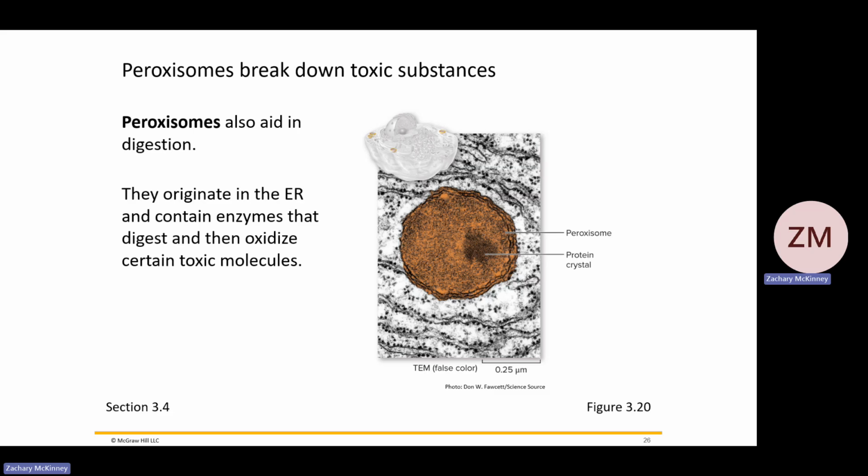Something else, the third organelle for digestion is called the peroxisome. So these are specifically for oxidizing toxic molecules. Whereas lysosomes and vacuoles have enzymes for just general cell digestion, breaking down cell debris kind of stuff, peroxisomes are going to be going after any toxic substances with peroxide. They're going to be breaking down with a peroxide reaction.